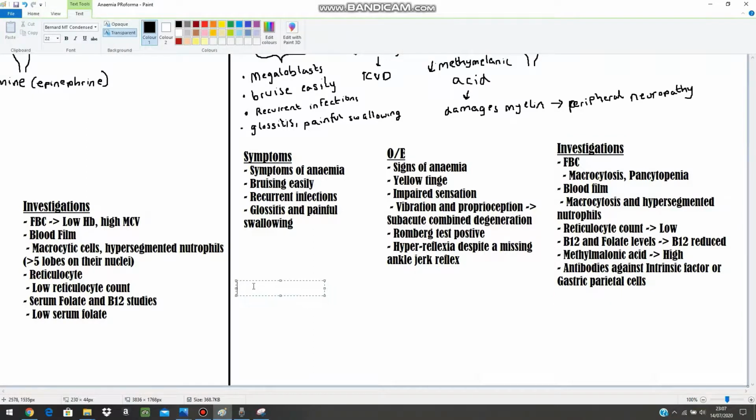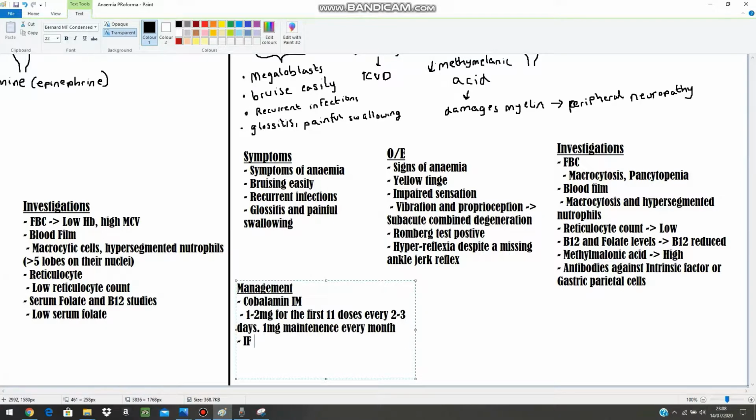Okay, so what do we want to do in terms of management? Well, if we are missing vitamin B12, the best thing to do is replace it. And we do this with intramuscular IM cobalamin, which is the chemical name for B12. The reason we do this intramuscularly is to make sure that it truly gets into the bloodstream, because if they have pernicious anemia, there's no point giving it by mouth. Lastly, a good thing to mention is if the patient has both B12 and folate deficiency, always replace the B12 first. A good way to remember it is to go B before F.